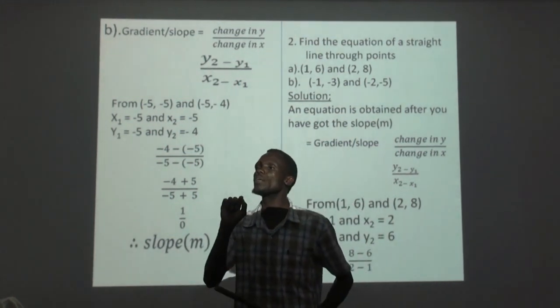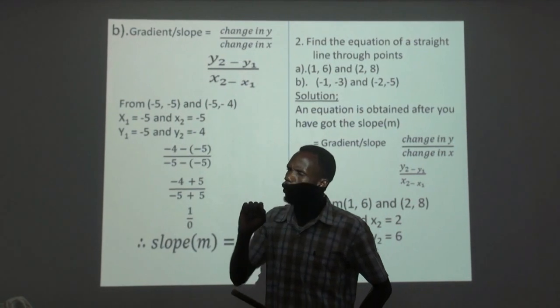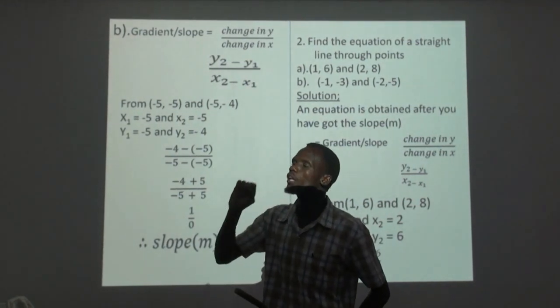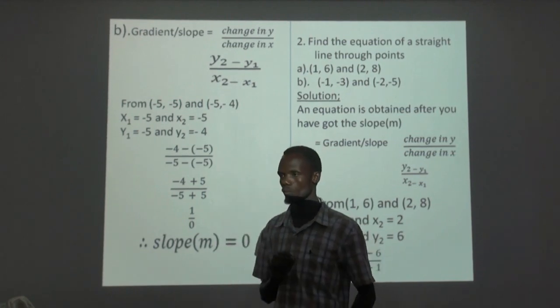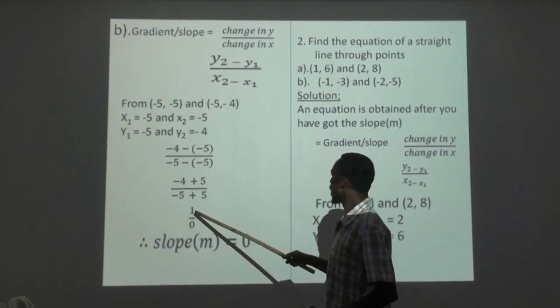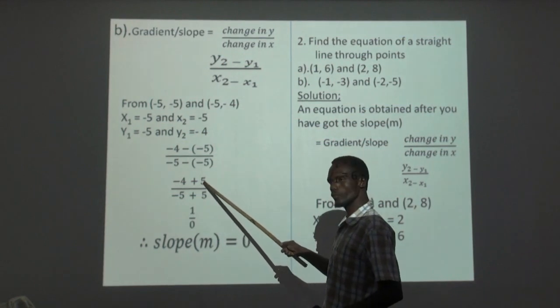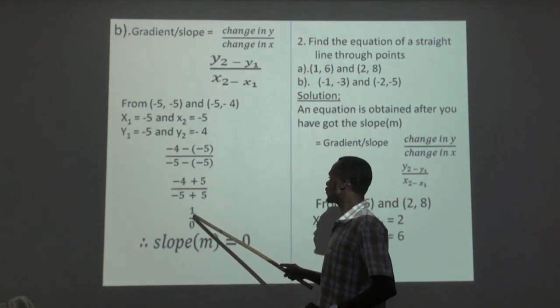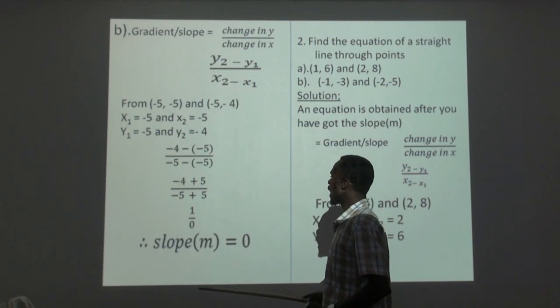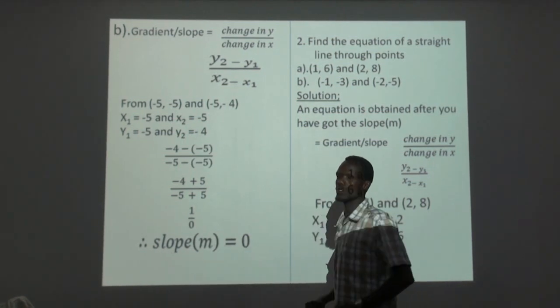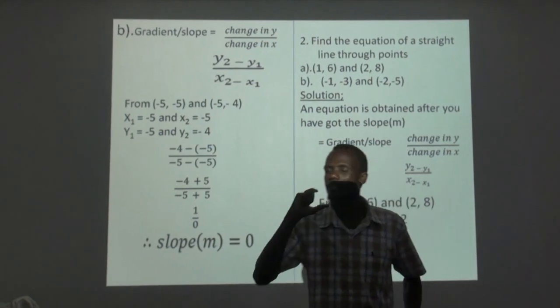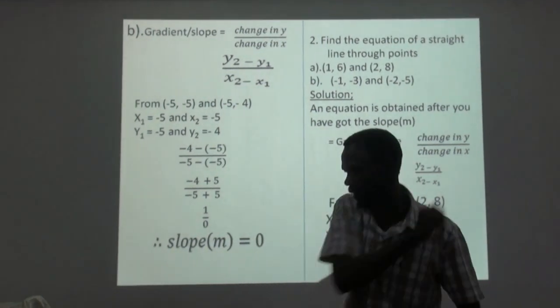In integers, you have to be very careful. We only recognize which sign carries the bigger number. And that's why here we have written negative 4, positive 5, it's 1. Now 1 divided by 0 is what? 0. That's why we say our slope, our gradient now is equal to 0. That is how we determine the gradient of a straight line.